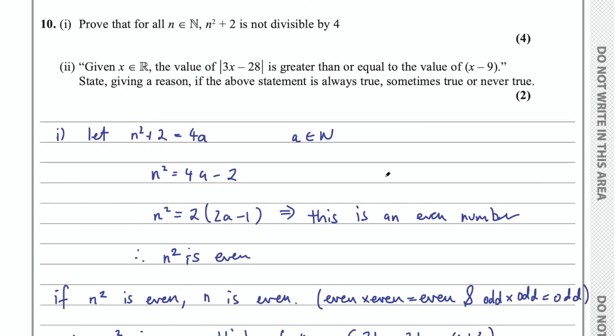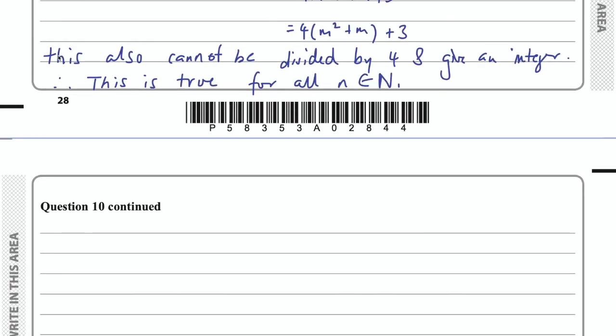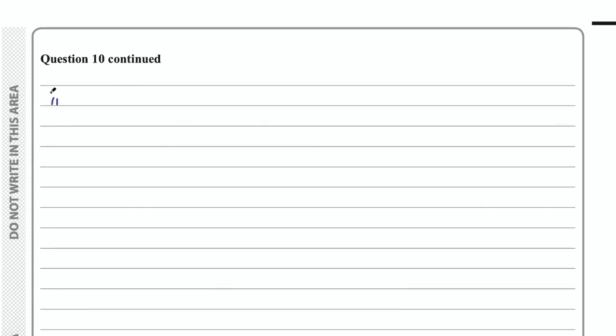Okay, part 2. Given x belonging to the real numbers, the absolute value of 3x take 28 is greater than or equal to the value of x take 9. State, giving a reason, if the above statement is always true, sometimes true, or never true. I'm going to use an algebraic proof for this, but you could also do it graphically as well. So for part 2, we have the statement, the absolute value of 3x take 28 is greater than x take 9. Okay, so let's see what values for x this holds. Is it always true, or just sometimes true, or never true?